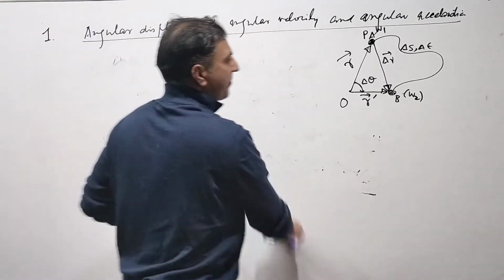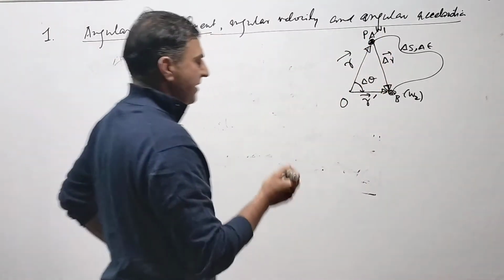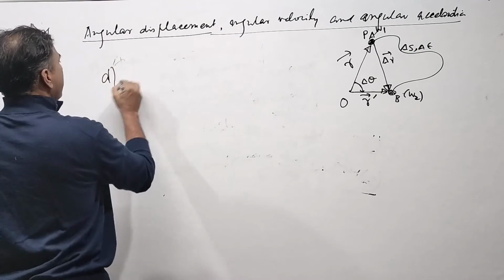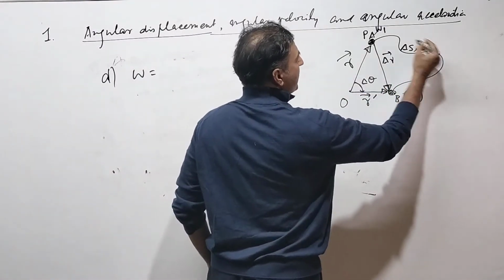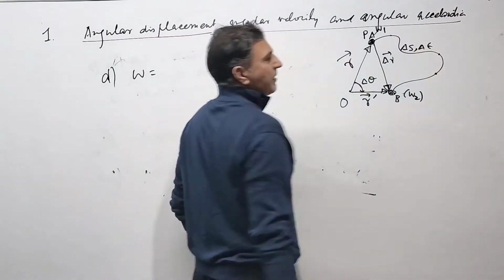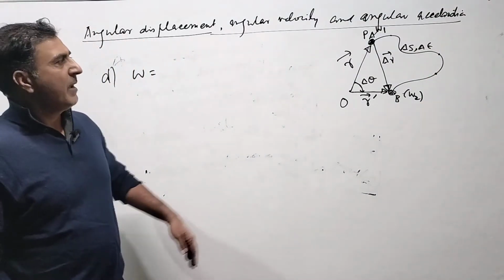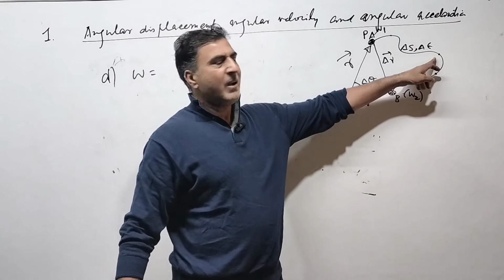Instantaneous angular velocity. How to define instantaneous angular velocity? d omega. Again, same symbol. What is angular velocity here? At a particular time, at a particular position.